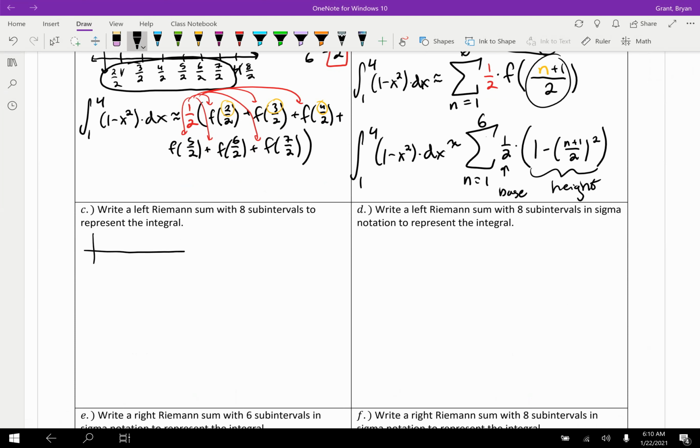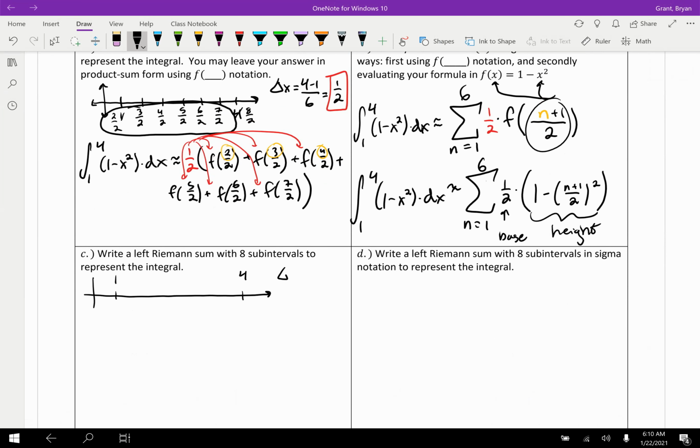Again, I sketch my nice little guy over here. This time, we are still going from 1, and I'll do this up above, learn from my mistakes, from 1 to 4, but now we want 8 subintervals. So how does that work? Well, delta x equals 4 minus 1, but divided by 8. Ugh, this is 3/8. Who picked this? But it gets better, I promise.